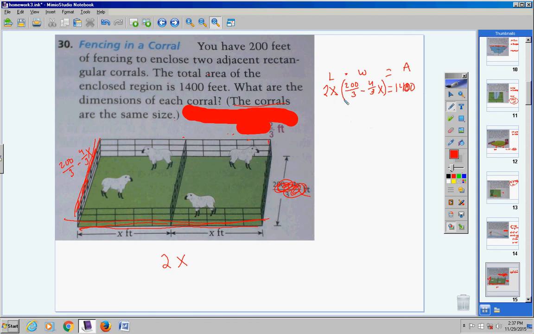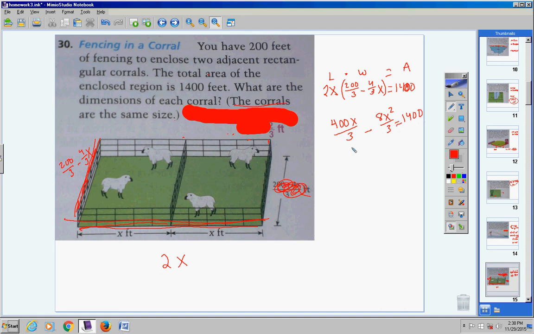So let's simplify this. 2x times 200 over 3 would be 400x over 3. And then a positive times a negative is negative. 2x times 4/3 x, well, that's going to give me 8x squared over 3. So 400x over 3 minus 8x squared over 3 equals 1,400.